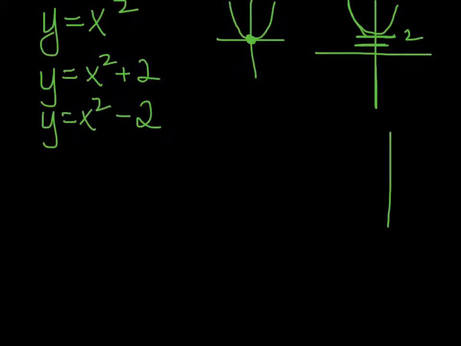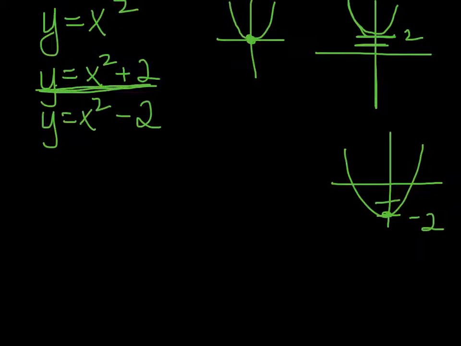And then the last one would be a shift down a distance of 2. So my new turning point here is at 0, negative 2. So when there aren't any parentheses, your shift is going to be vertical, and it's going to be in the exact order of the sign. In other words, if you look at this second equation right here, that was a plus 2, we went up 2. If you look at the third one down here, that was a minus 2, we went down 2.